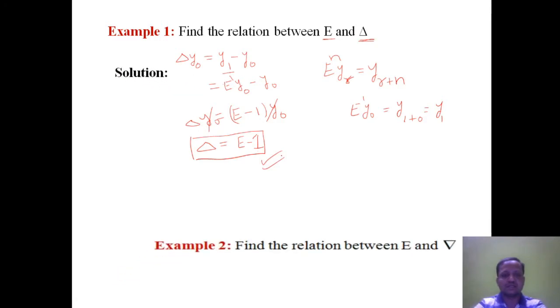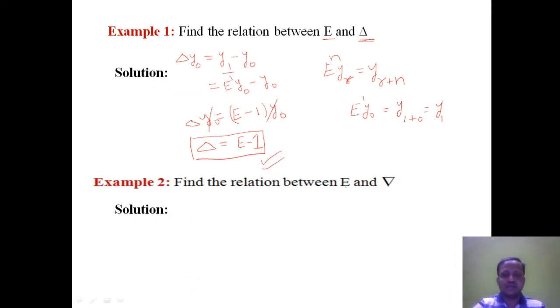Next, find the relation between the shift operator and nabla, the backward difference operator. So here we know nabla, first order, starts with y1. Use that formula: nabla y1 is equal to y1 minus y0. We know the relation of the shift operator, E power n y r is equal to y r plus n. The left hand side y1 is there. On the right hand side we need to take y1 common. Here it is y1, here it is in terms of y naught. So you have to make it y1.